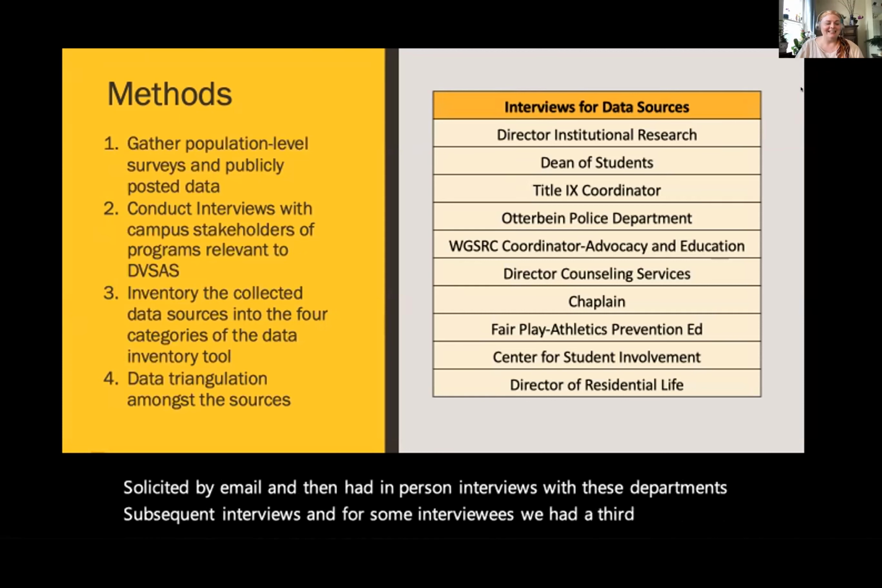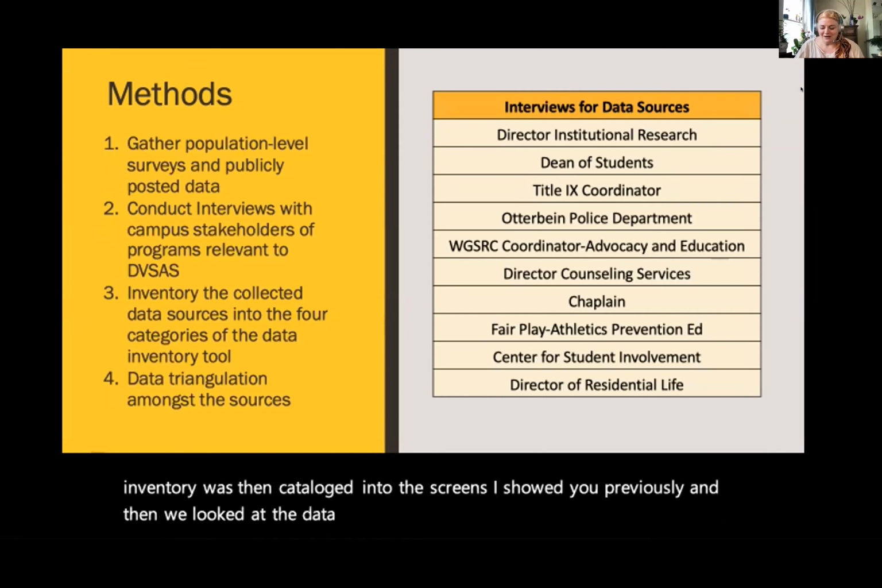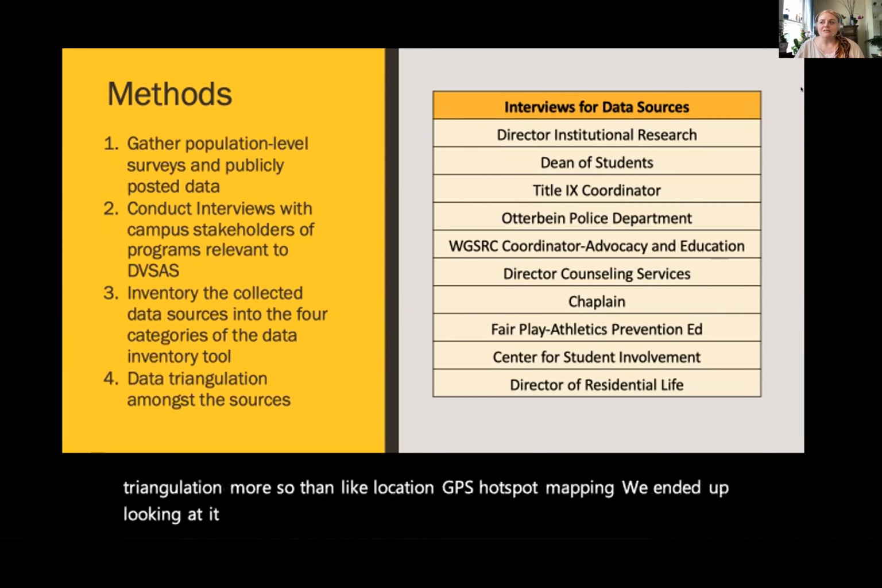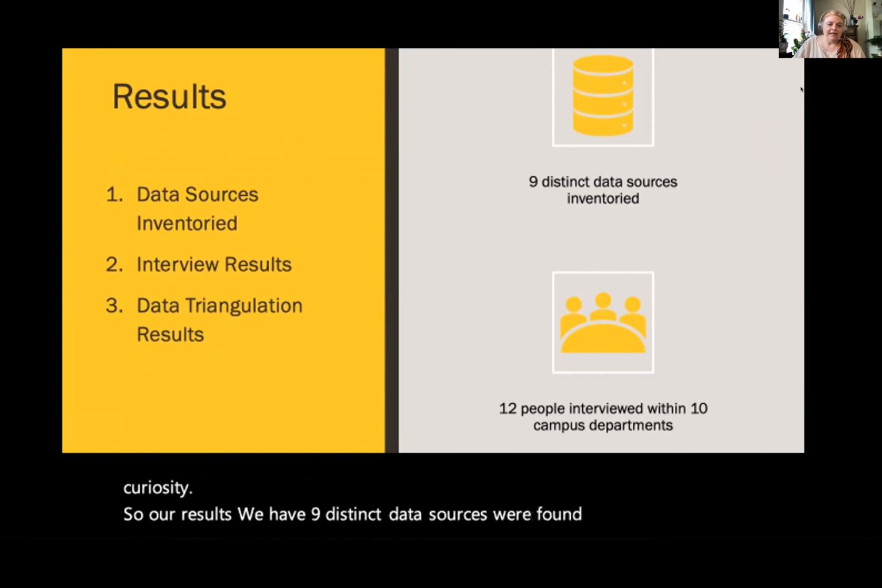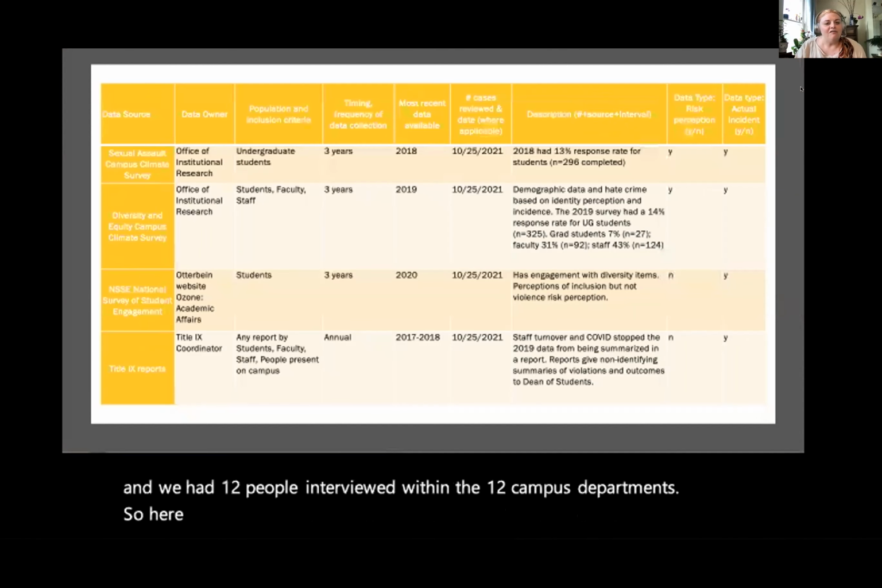The inventory was then cataloged into the screens I showed you previously, and then we looked at the data triangulation amongst those sources. So here, data triangulation more so than like location, GPS, hotspot mapping. We ended up looking at it for themes and what is missing, an exercise in curiosity. So our results, we have 9 distinct data sources were found and inventoried, and we had 12 people interviewed within the 12 campus departments. So here is a snapshot of what the data source category looks like populated.